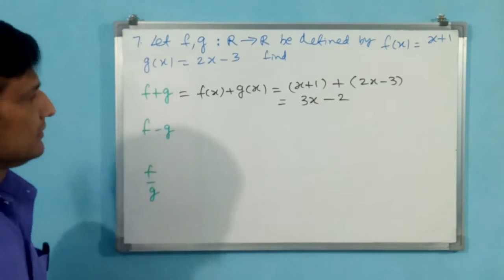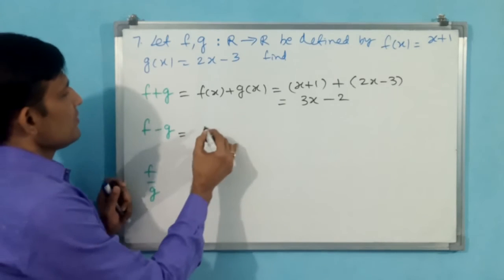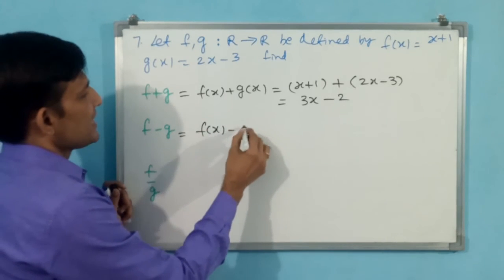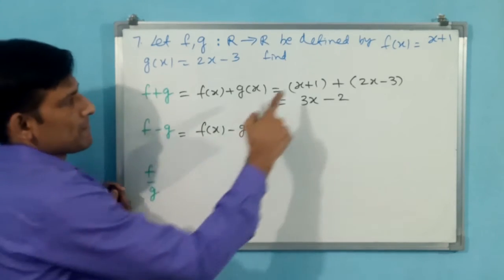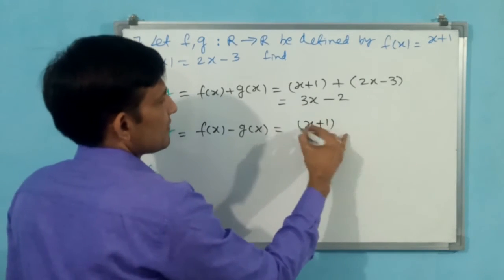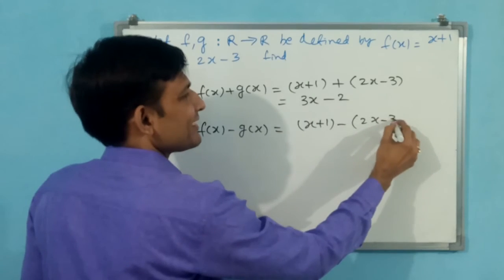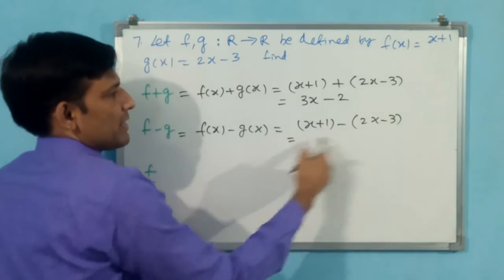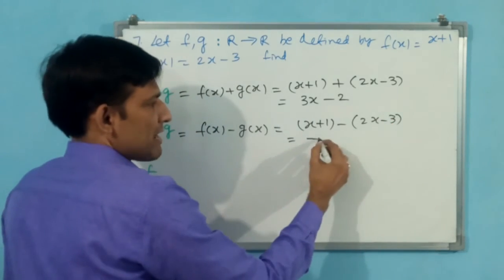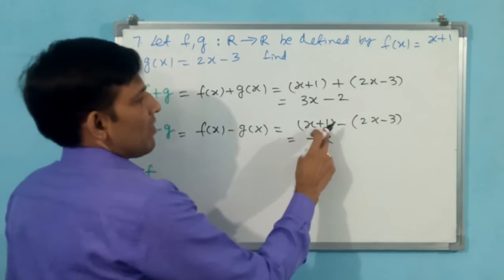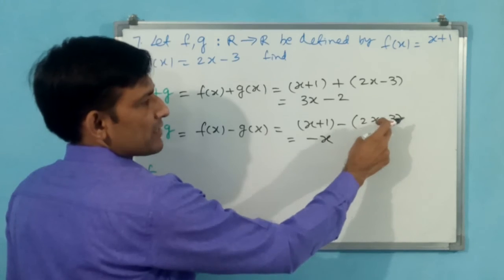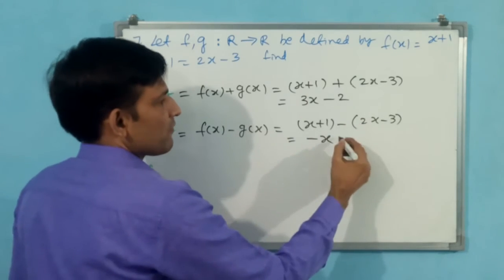Understand? Now you come to this second one. f(x) minus g(x), that is f minus g. Then same thing you can write: x plus 1 minus 2x minus 3. x minus 2x is minus x. Then 1 minus of minus 3, that means minus of minus 3 plus 3, 1 plus 3, 4.